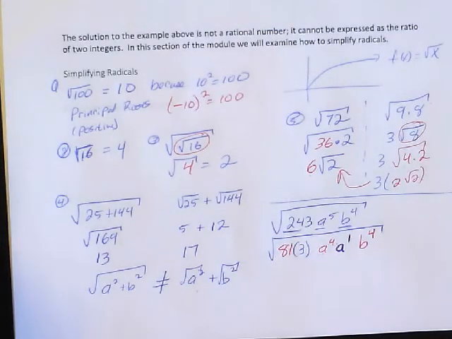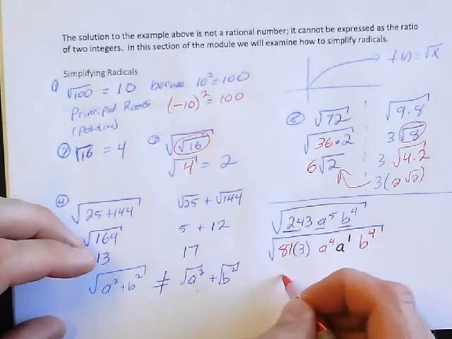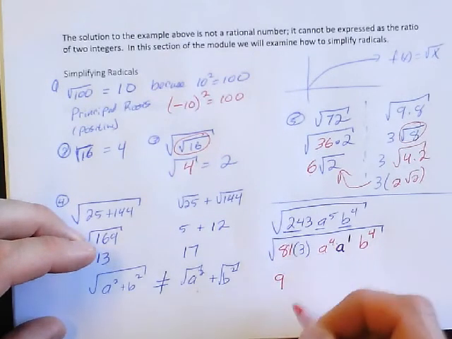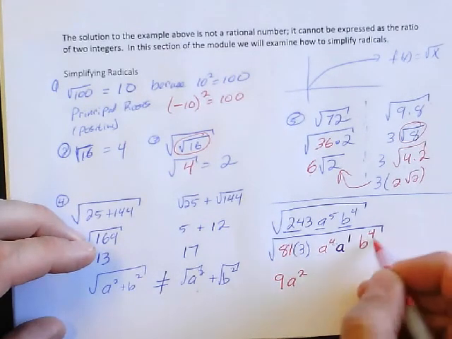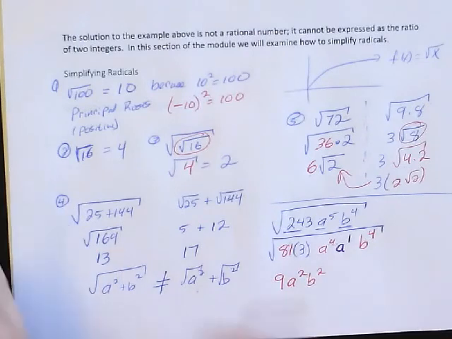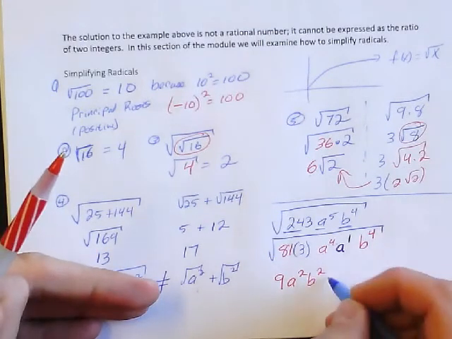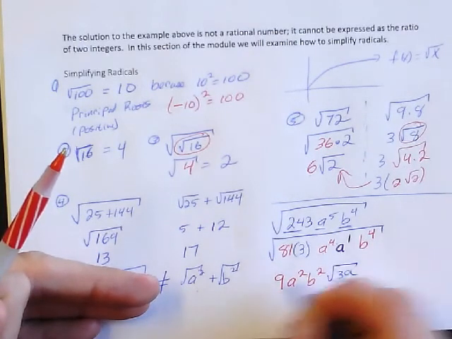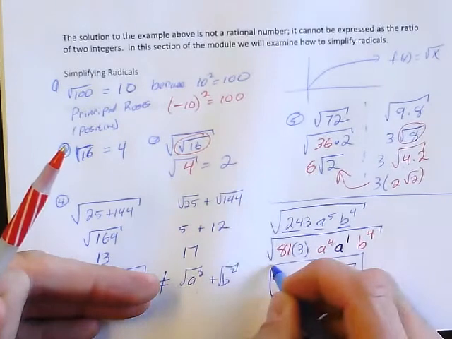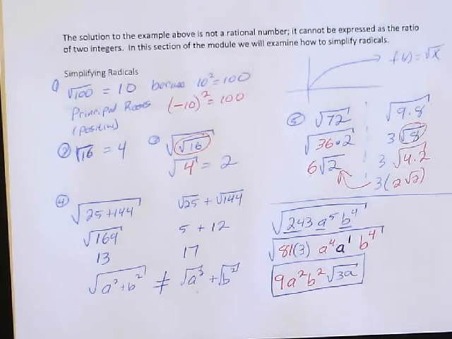So now we're going to take the square root of all of this. So sticking with my color coding here, 81 becomes a 9. A to the 4th becomes an a squared. B to the 4th becomes a b squared. The 3 and a left in blue are left over, 3a. And there you go.